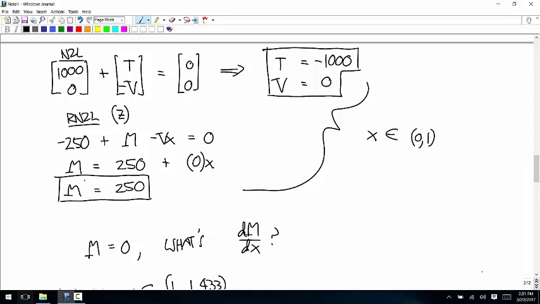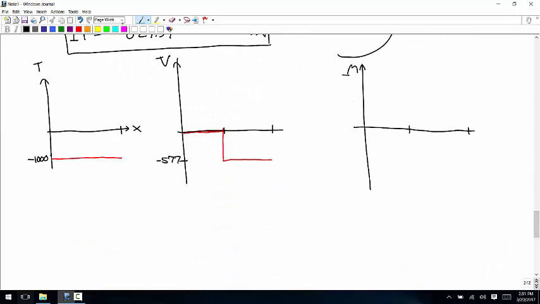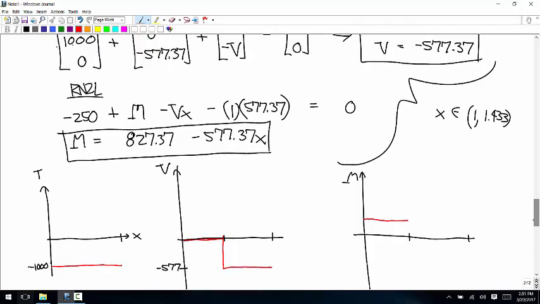So M is 250 for the first half. And then over the second half, it's got to just be this. And I know that it has to be zero over here because of that endpoint check. If you don't have a point moment at the end, you can't have a bending moment at the end.